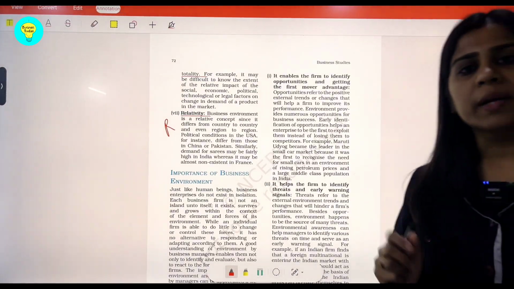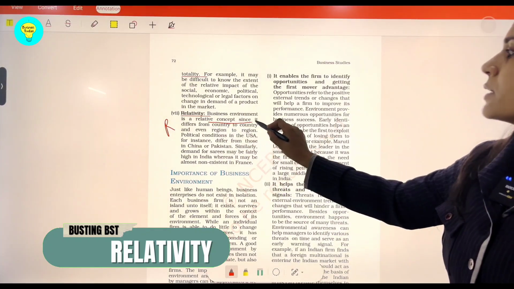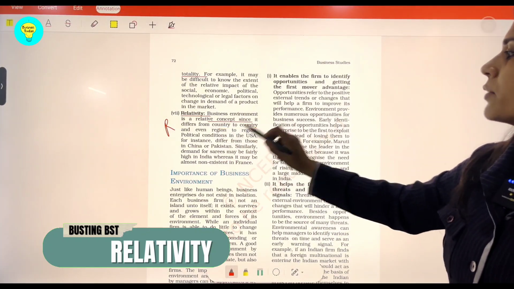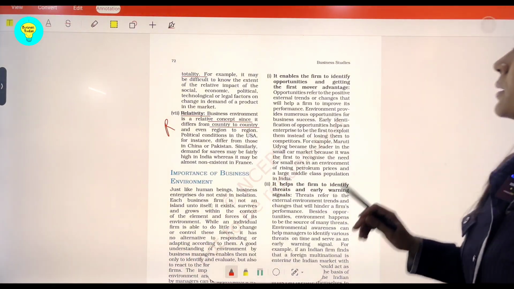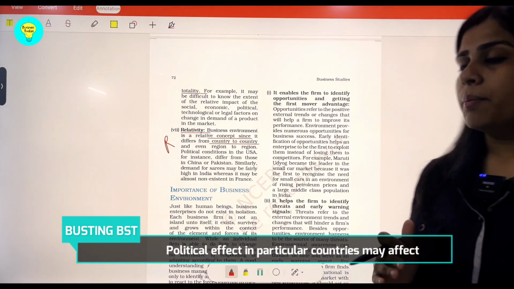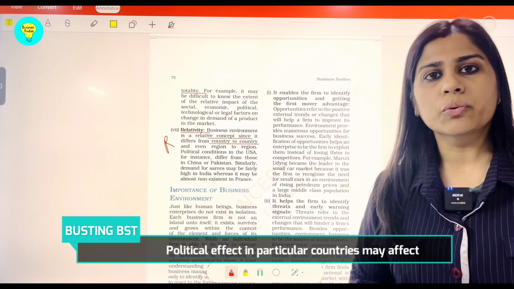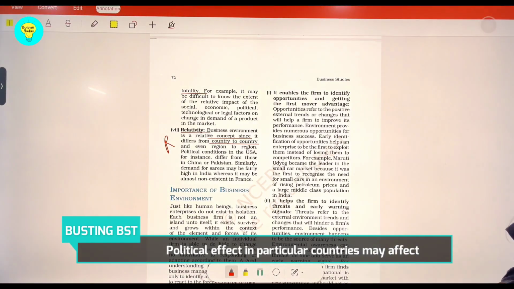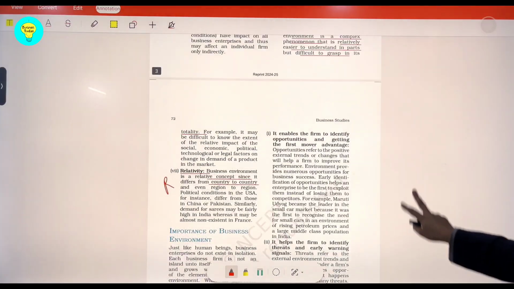Whenever we talk about relativity, we simply mean that the concepts of the business environment, they differ from country to country, region to region. So you have to understand, students, that political conditions in particular country do affect and impact their business environment too, and therefore you have to understand the context with reference to relativity.